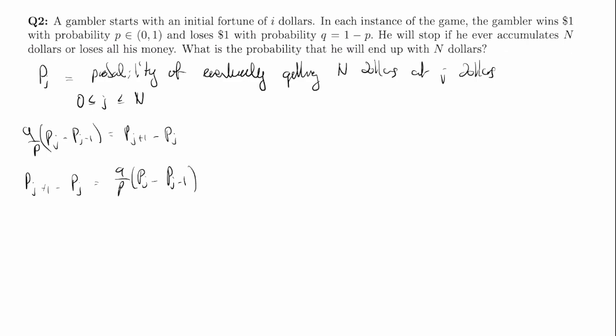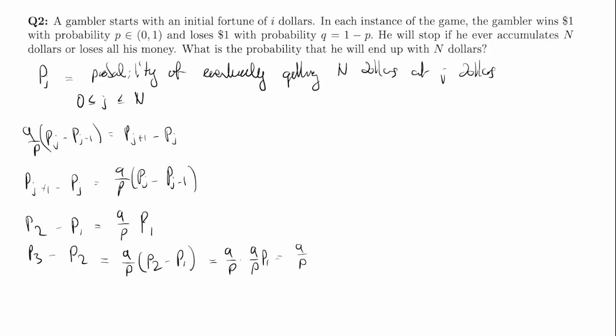And actually now, let's plug in 1 for j. That would give us that P2 minus P1 is equal to q over p times (P1 minus P0). Well, P0 is just 0 since you already lost if you're at P0. So this is just q over p times P1. And so if we do the same thing for plugging in j equals 2, we get that P3 minus P2 is equal to q over p times (P2 minus P1). But now we already know what P2 minus P1 is. It's just this. So this is just equal to q over p times q over p times P1. So this is just (q over p) squared times P1. And actually, we can generalize this. We have that P(j+1) minus Pj is equal to (q over p) to the j times P1.